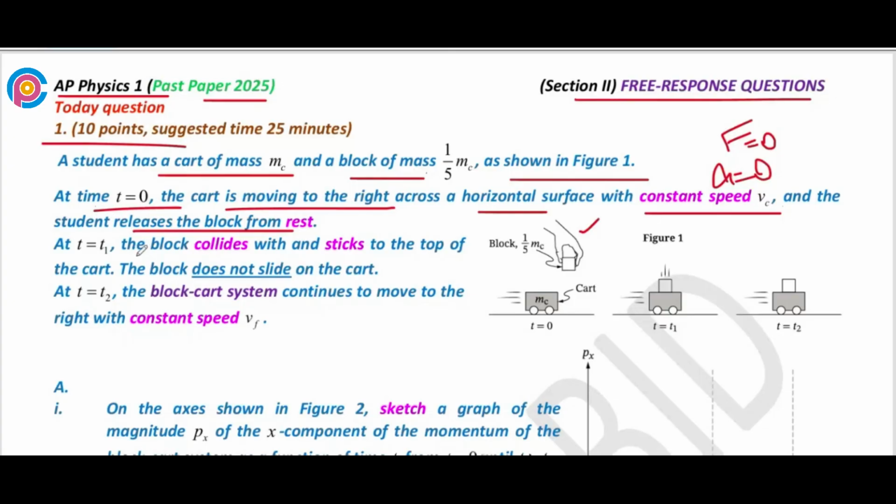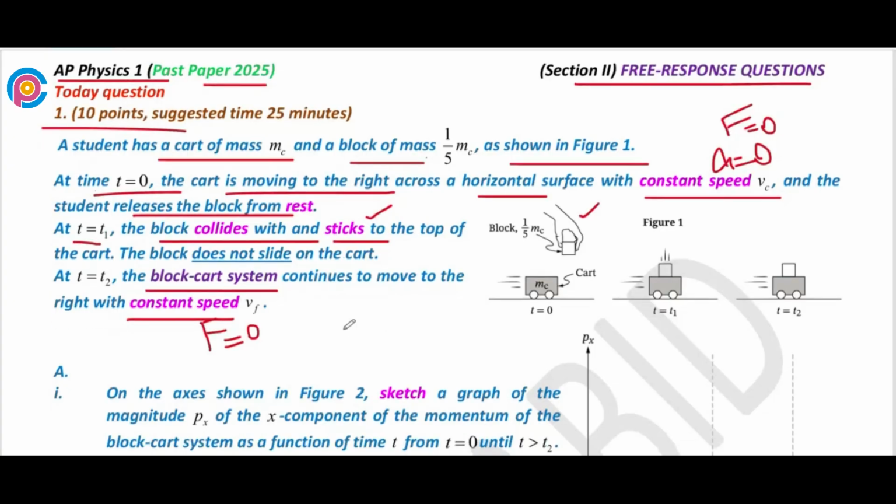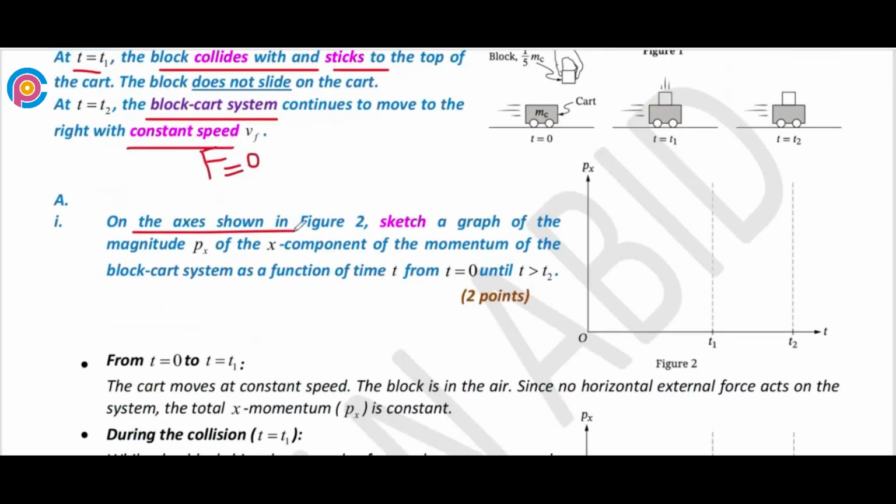Now at time t equal to t1, the block collides with and sticks to the top of the cart. Stick means that it's an inelastic collision. The block doesn't slide on the cart, meaning there is still no horizontal force. At t equal to t2, the block-cart system continues to move again with constant velocity. Again constant velocity means there is still no external force acting on the system. So that's the reason.